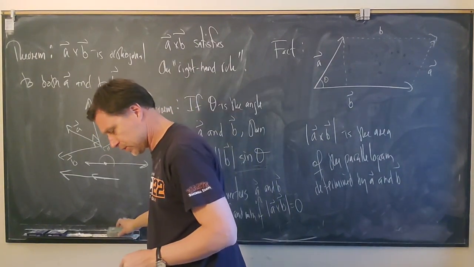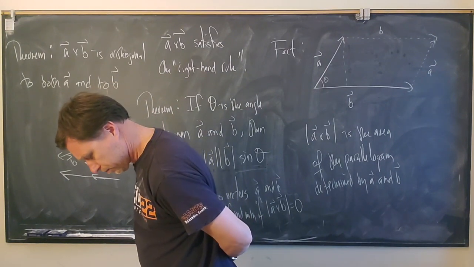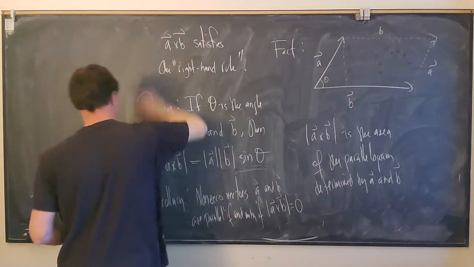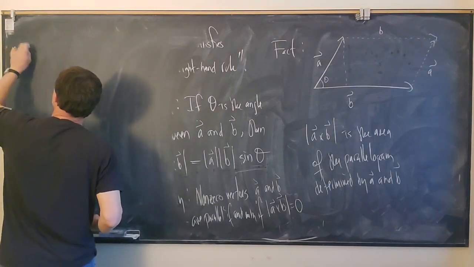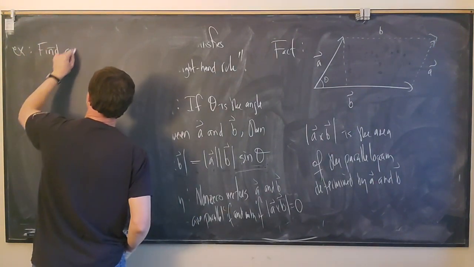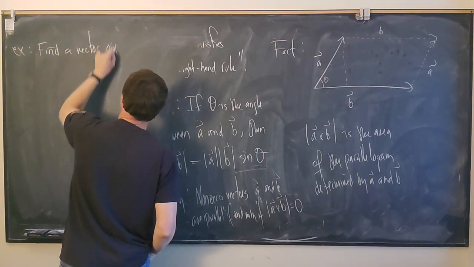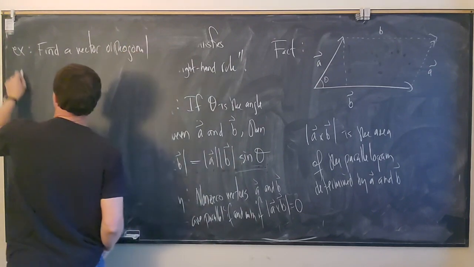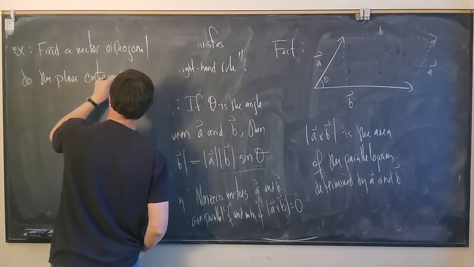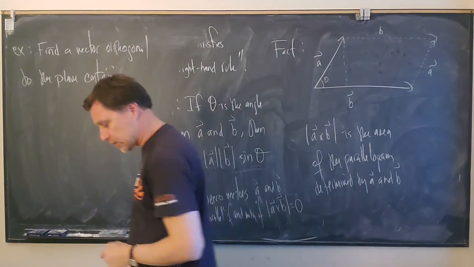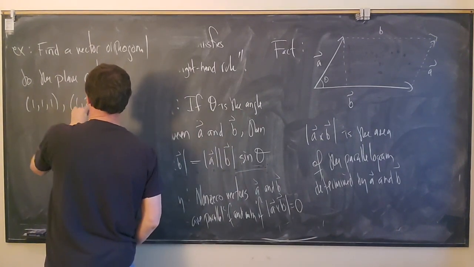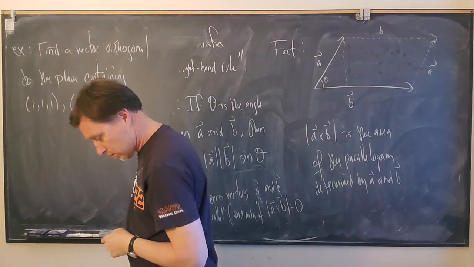So let's do an example or two here. So let's find a vector orthogonal to the plane containing the following points: 1, 1, 1; 1, 2, minus 1; and minus 1, 0, 4.